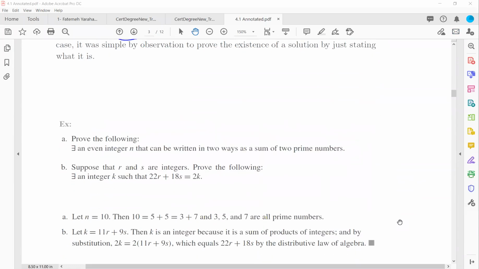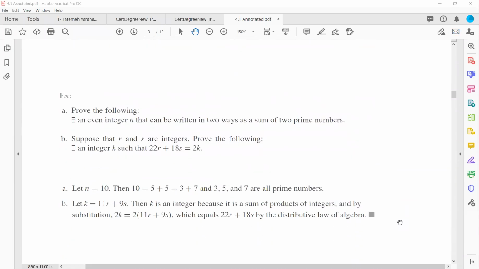For example, suppose you want to prove that there is an even integer n that can be written in 2 ways as the sum of 2 prime numbers. So can we find that number? Can we find that even integer n? By inspection, we try to find that number.